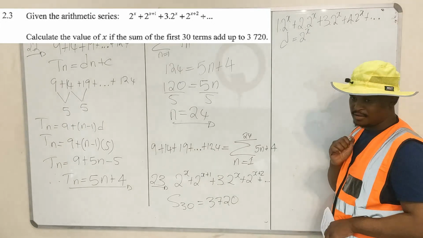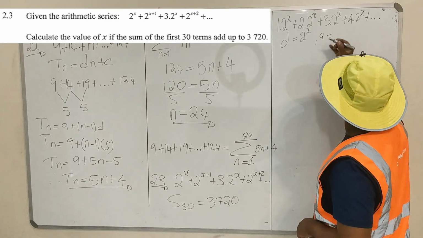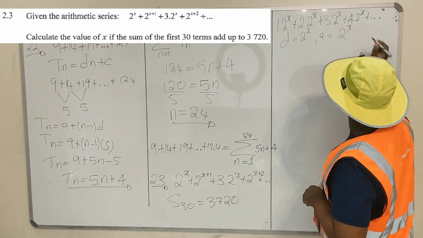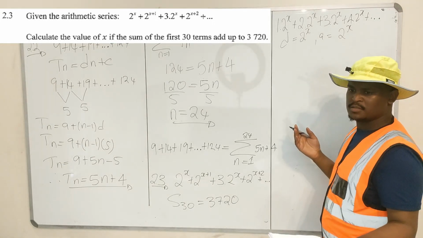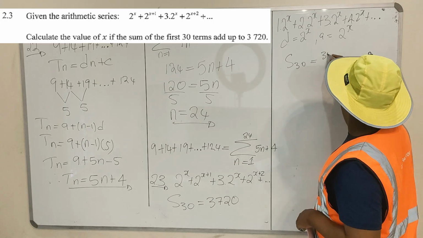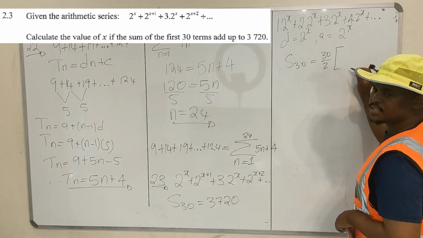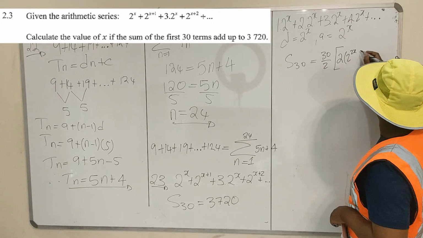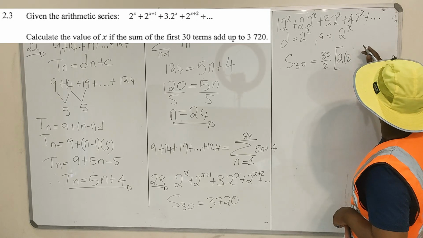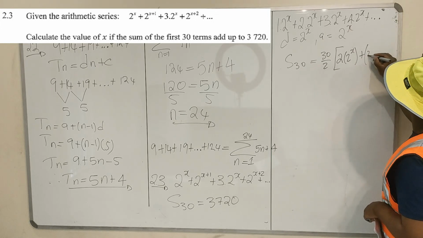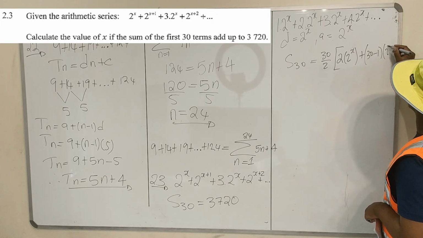Do you agree? The first term, a, is called what? 2 raised x. Then you calculate the sum of 30 terms. So the sum of 30 terms is equal to 30 over 2 into what? 2 into 2 raised to x, plus n minus 1, which is 30 minus 1, times 2 raised x.